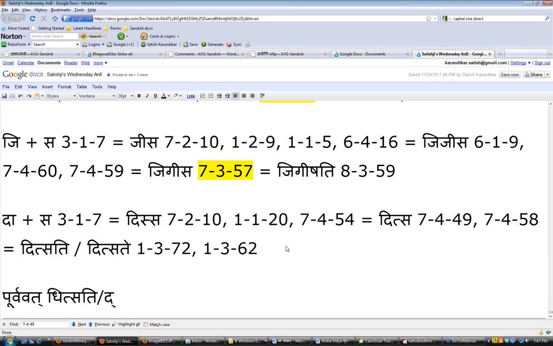Okay. Dhit sati. Okay, then let's take the next one. Dhit sati. What's going on here? Dhit sati. Okay, we got that. Let me save this document. Okay, try the next one.